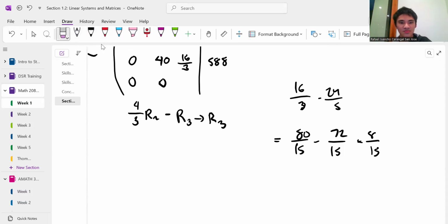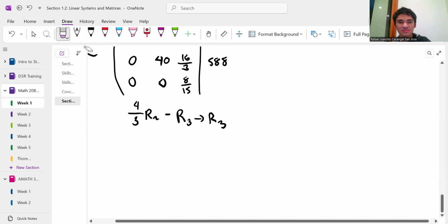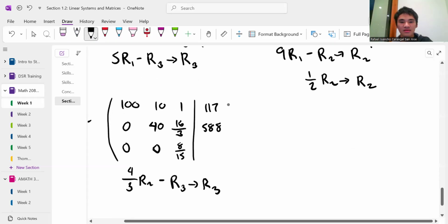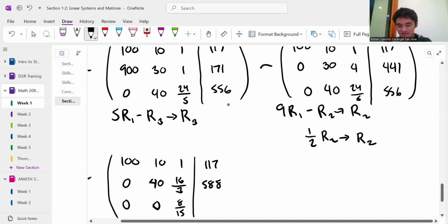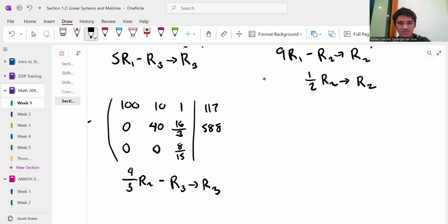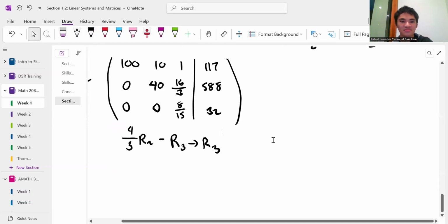Oh shoot, I didn't mean to put it there. There you go. So it's not such a bad number. And then 588 minus 556. That gives me a 32. Can I simplify anything here? No, I think everything's good.